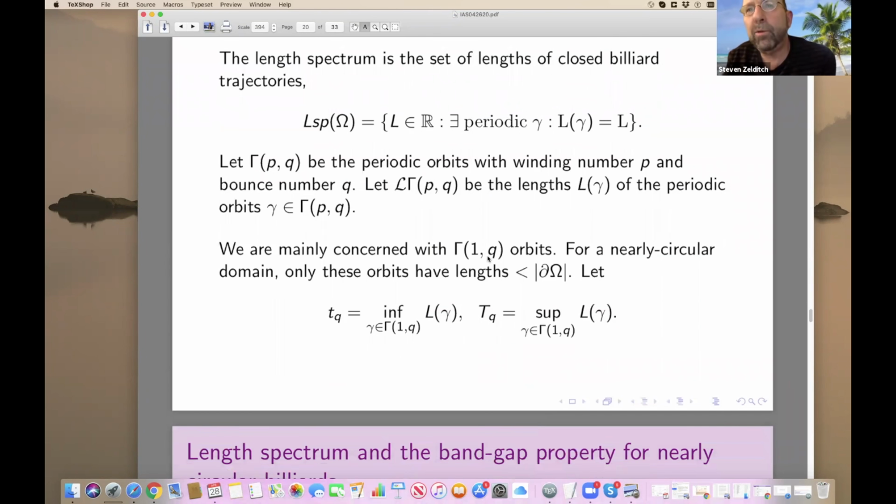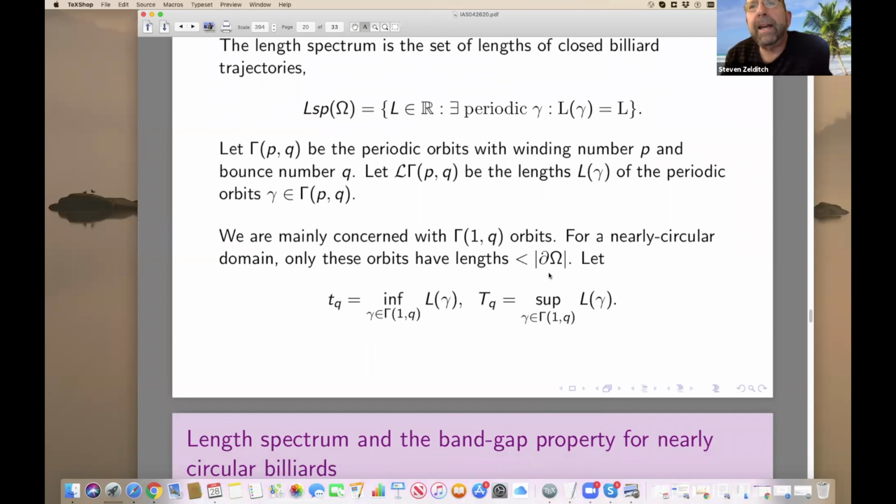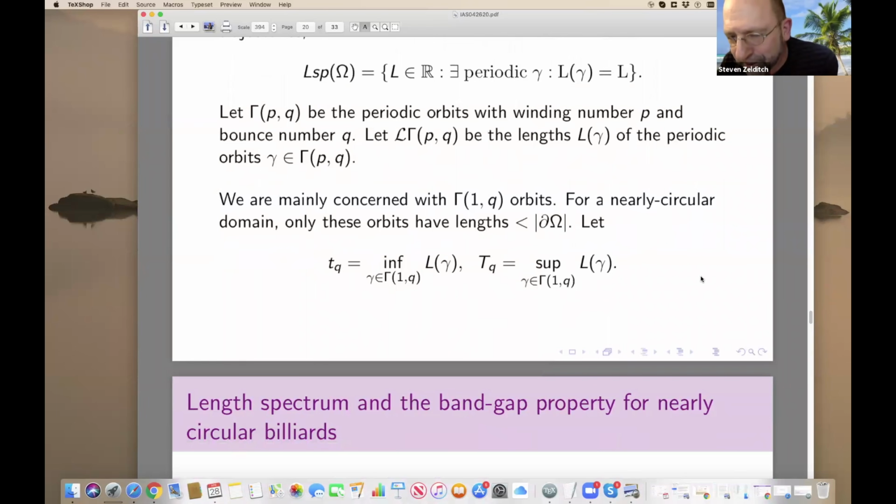For a gamma 1Q orbit, we don't know what kind of set that might be, but we look at the inf and the sup, and we write it as little tq and big TQ. I think later on I might write a T1Q, but anyway, little tq and big TQ. For a nearly circular domain, a very important thing is that the lengths must be less than the perimeter. Because if you're nearly circular and you're not a 1Q orbit, let's say you are a 2Q orbit, you're going to have to go more vertical, and you're going to have to bounce. It's like going through two foci in an ellipse, and it's just going to be too long, higher than the perimeter. That's one of the major ways we use nearly circular.